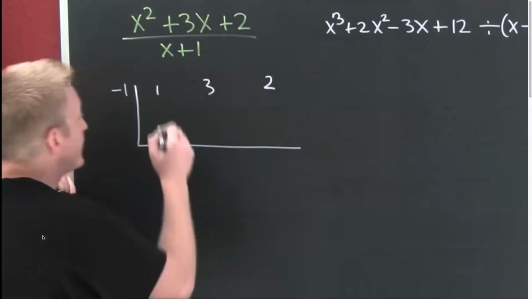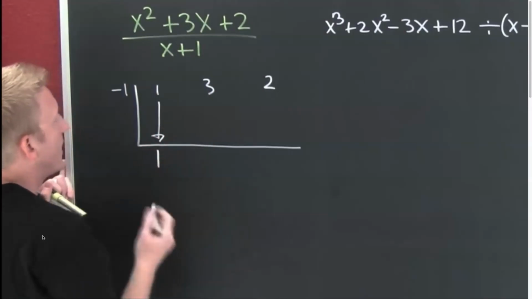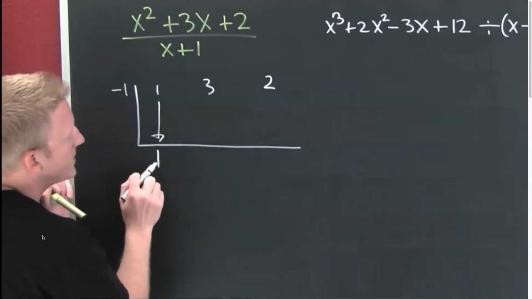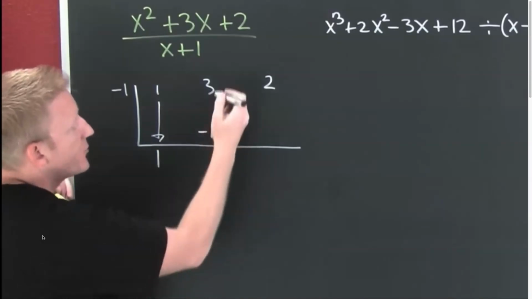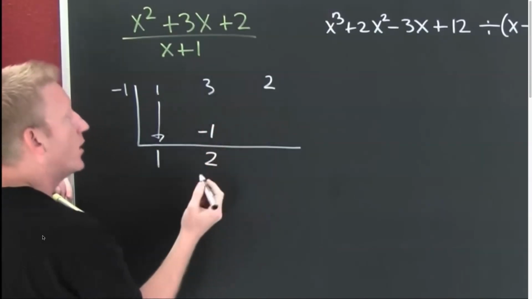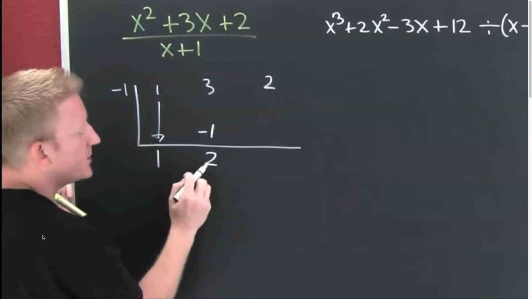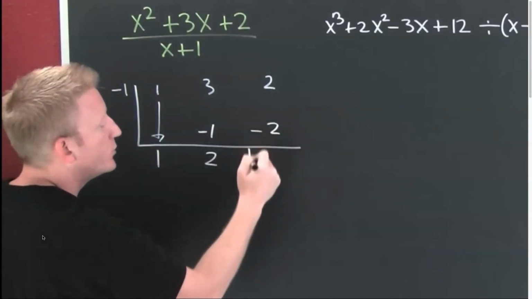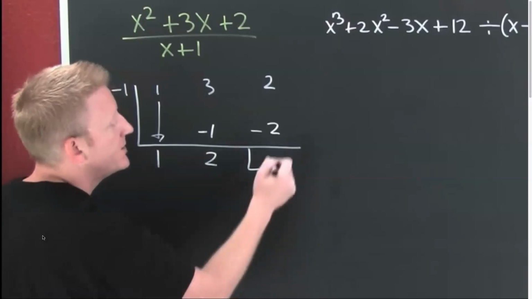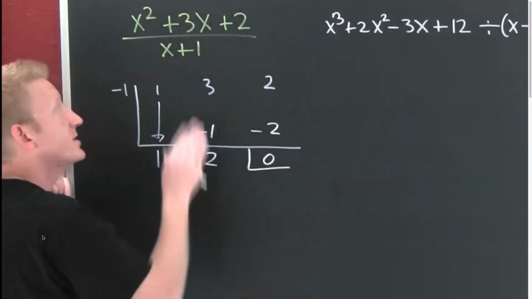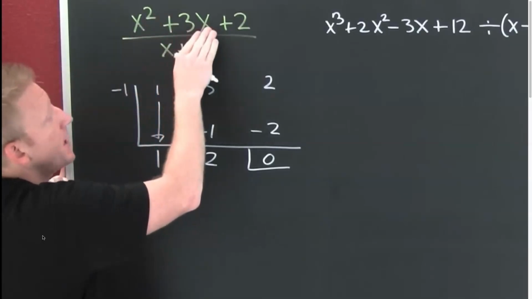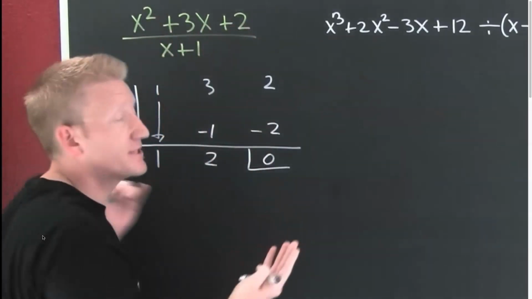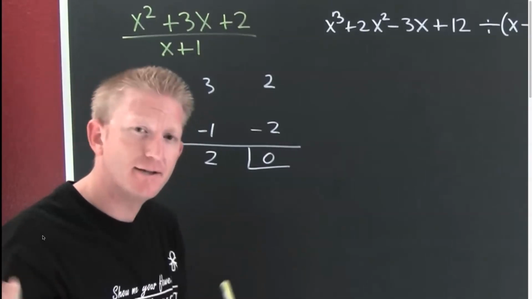So then what do I first do? Drop it like it's hot, drop it like it's hot. Minus 1 times 1 gets me a minus 1. Very nice. 3 minus 1 is 2. Okay. Minus 1 times 2 is a minus 2. Oh, and our remainder is 0. What does this mean? This means that x minus 1 is a factor of x squared plus 3x plus 2. You're going to be using something called the factor theorem to determine that.